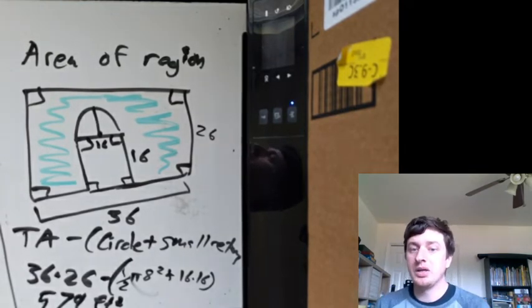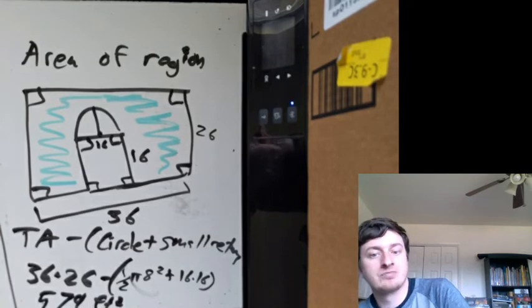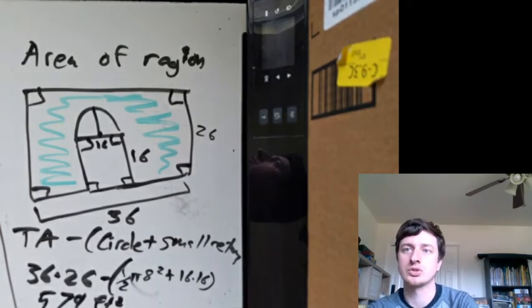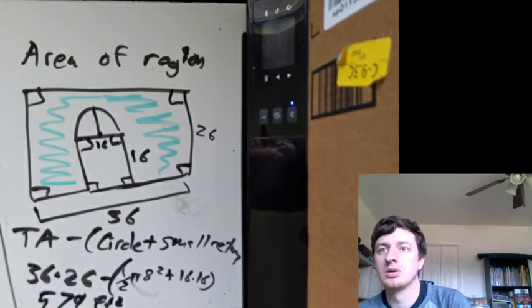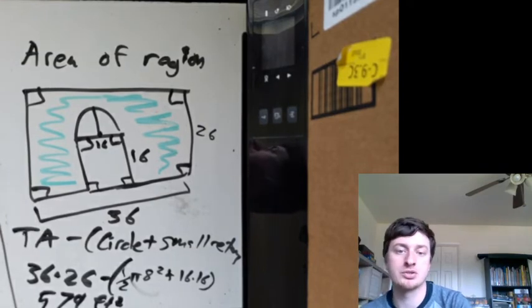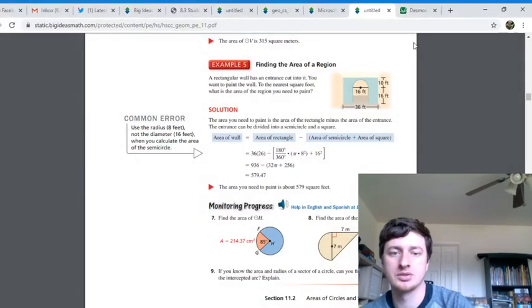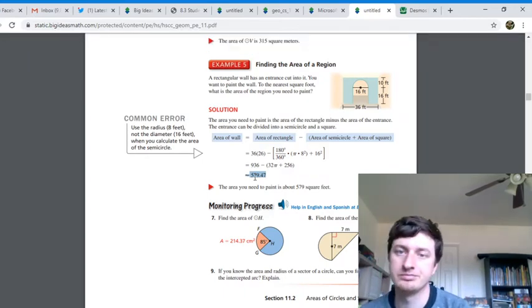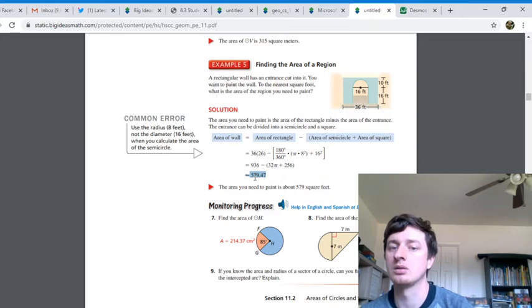So the area we need to paint is really big. You'll notice if you're looking in the book on page 605, which I should have said before, page 605, the example there, we go back to this, says 579.47. So we rounded, and then here we are.